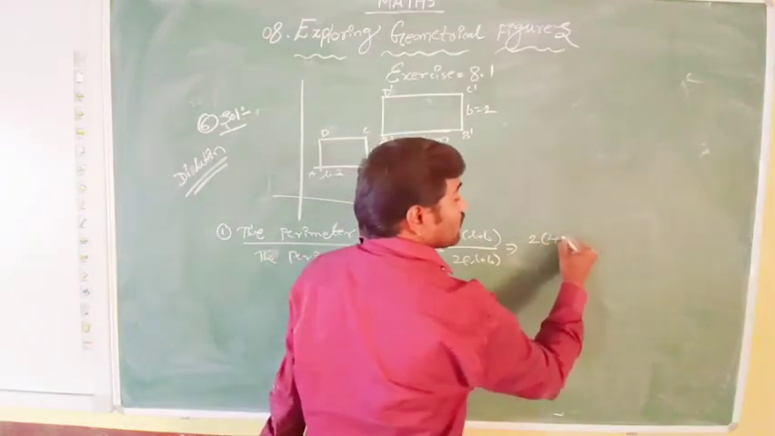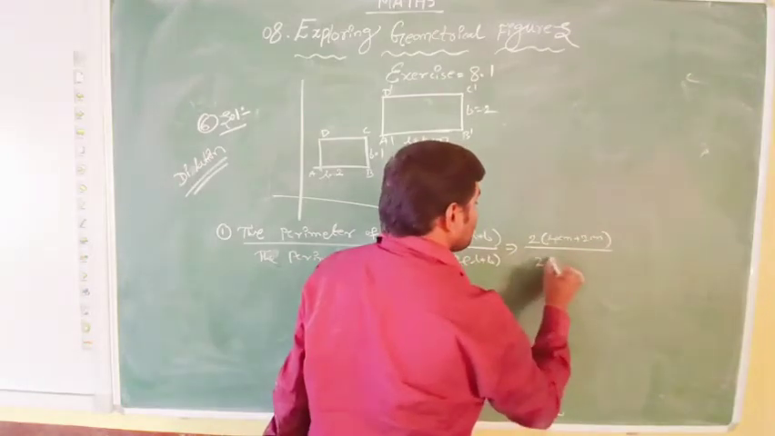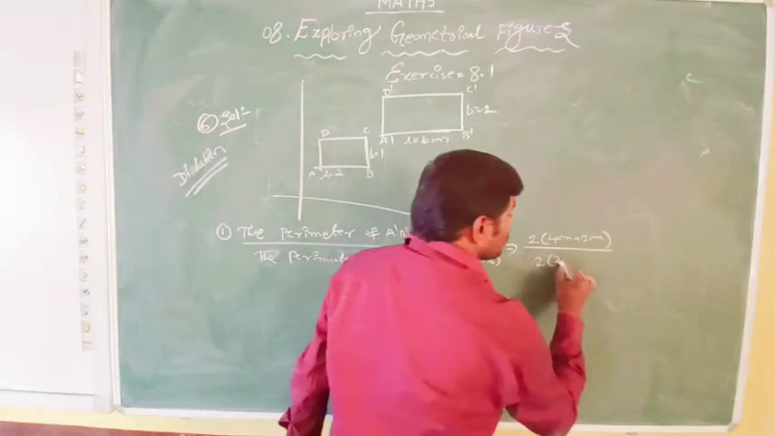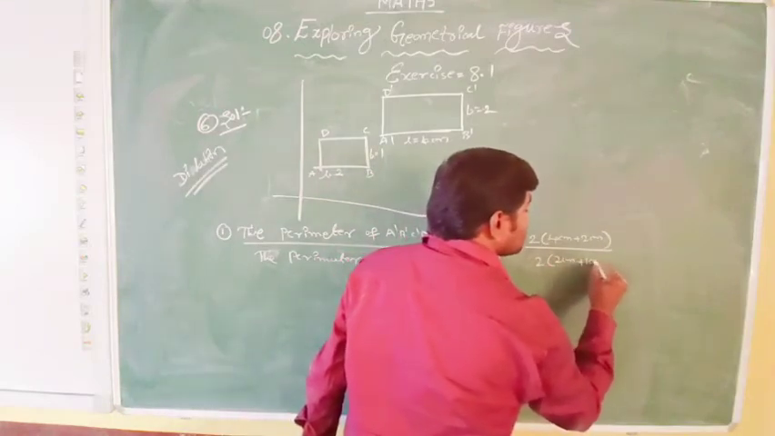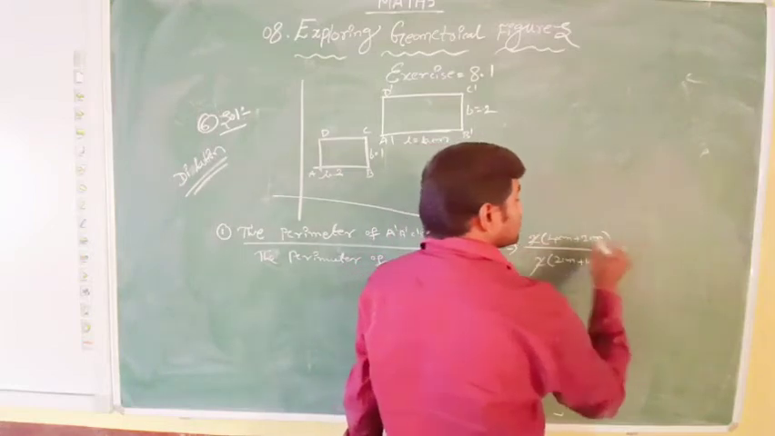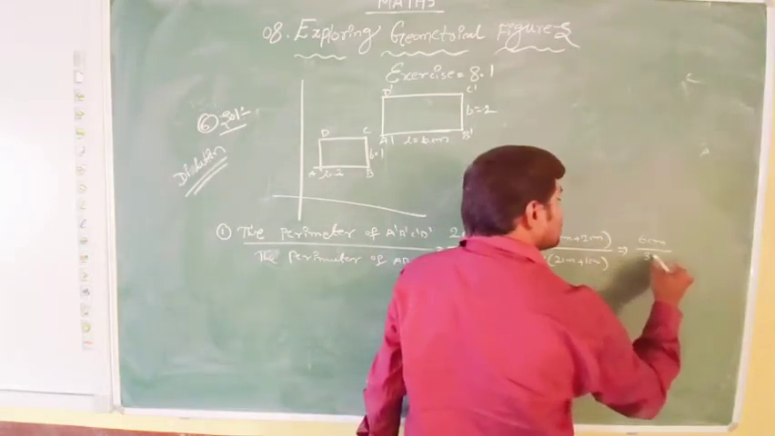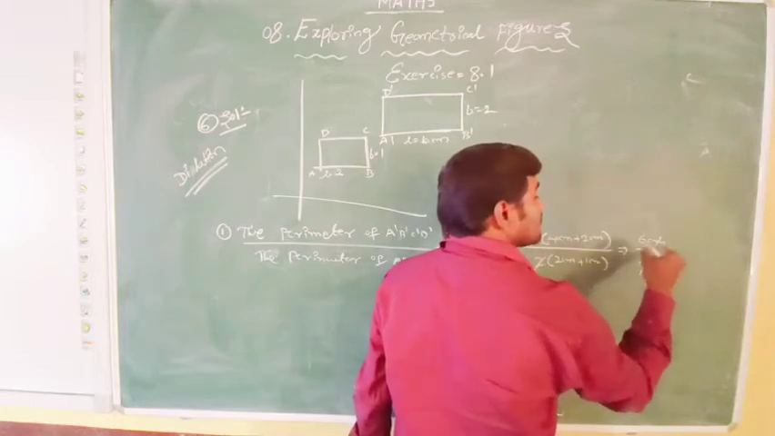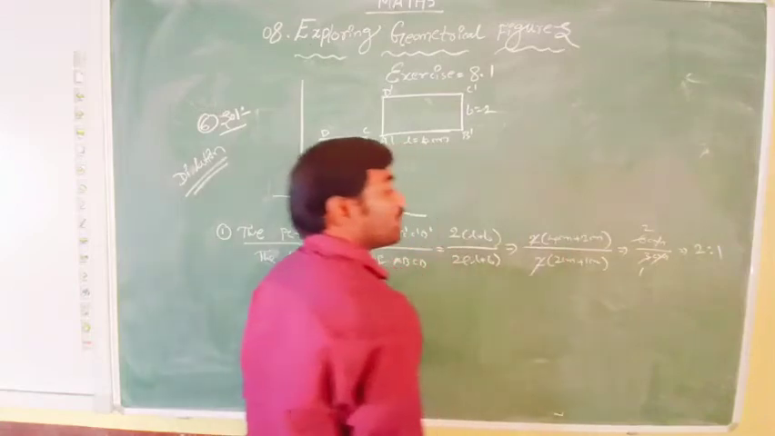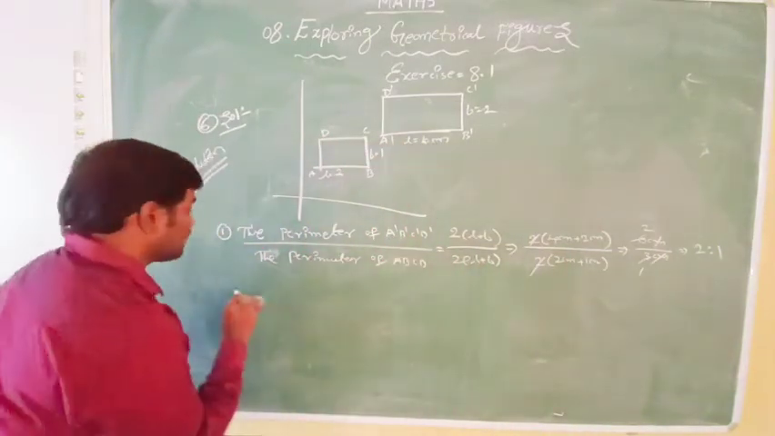4 centimeter plus 2 centimeter by 2 of length 2 centimeter, breadth 1 centimeter here. 2 centimeter plus 1 centimeter. See, the 2 gets cancelled here. It is 6 centimeter by 3 centimeter. Centimeter cancel, 3 ones are 3, 3 twos are 6. That is equal to a 2:1 ratio. The perimeters of their figures are in the ratio 2:1.